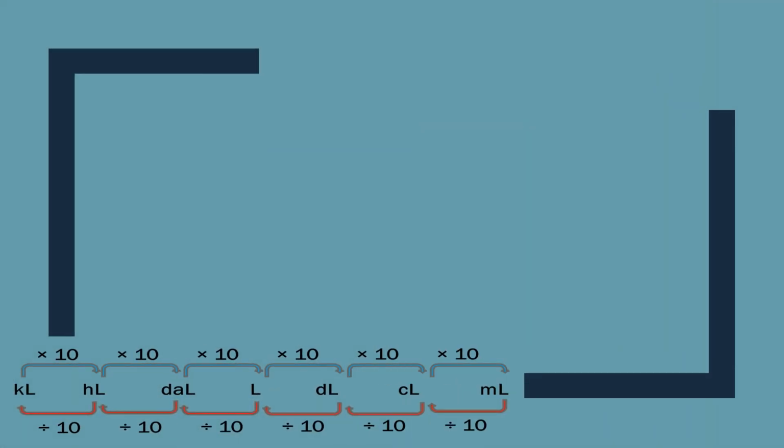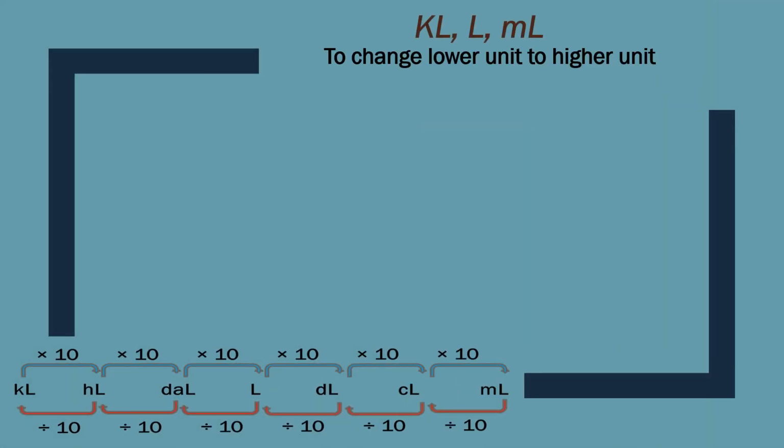Now let us learn to convert lower unit to higher unit. It is very easy. Lower to higher means we need to divide. So for example, milliliter to liter. If you need to convert milliliter to liter, you need to divide by 1000, and milliliter to kiloliter, you need to divide by 10 lakh. So formula is 1 milliliter equal to 1 by 1000 liter, or we can say 1 by 10 lakh kiloliter.